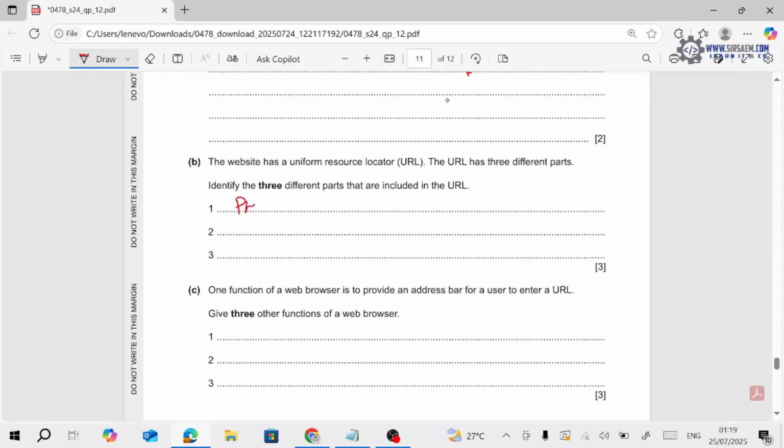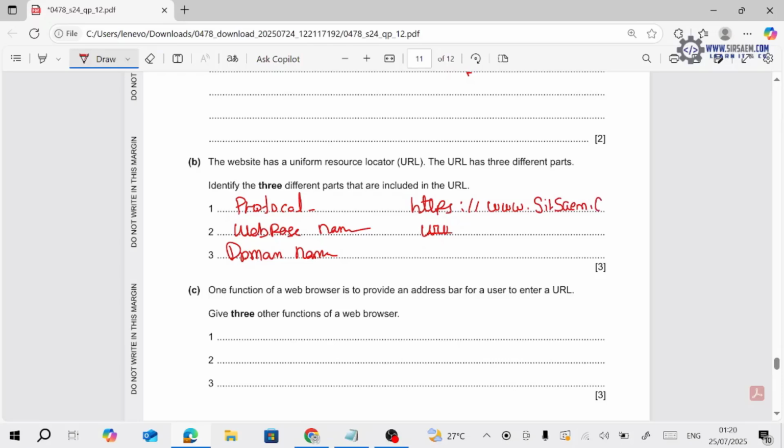So we have a protocol. We always have that. We have the web page name, and we have a domain name. For example, let me write it fully like https dot saem.com. That's your protocol. That's your web page name. That's your domain name: .com, .net, whatever.